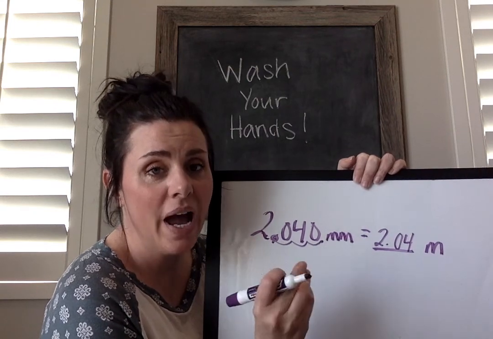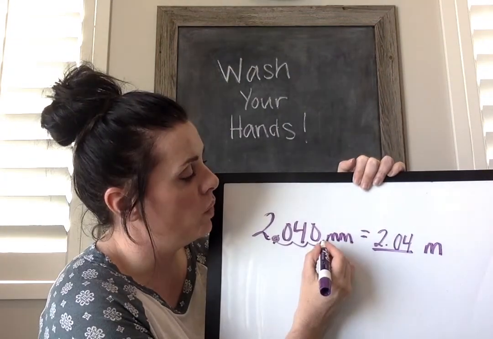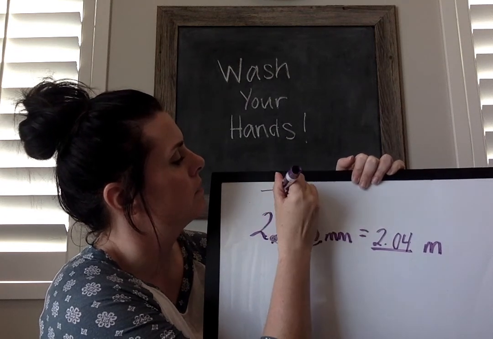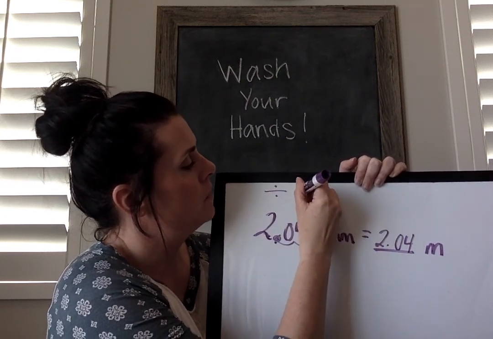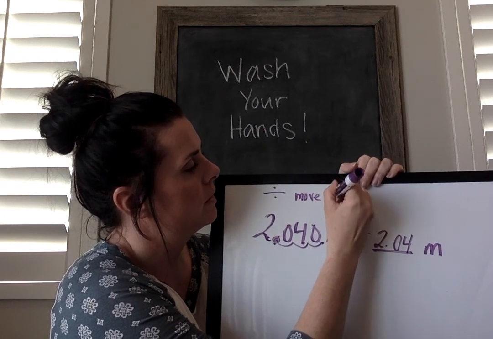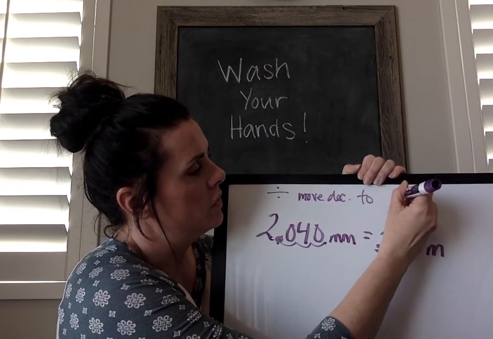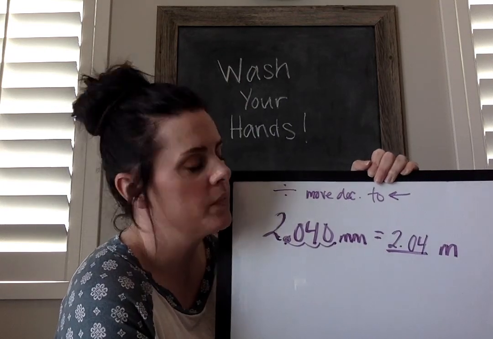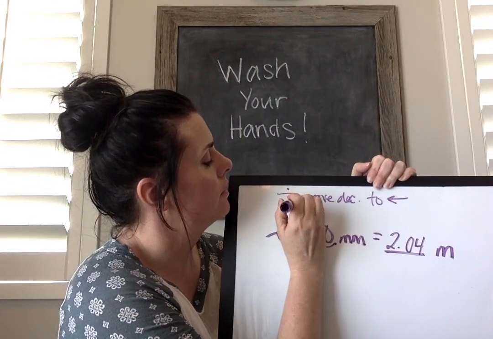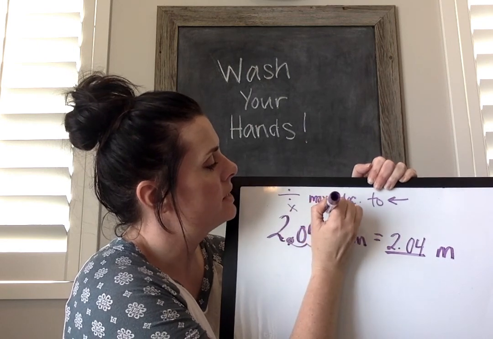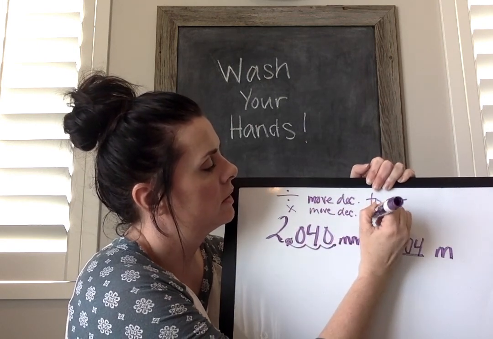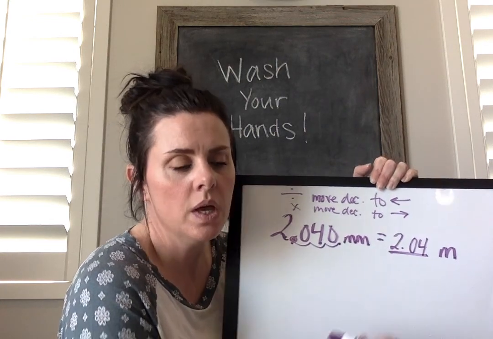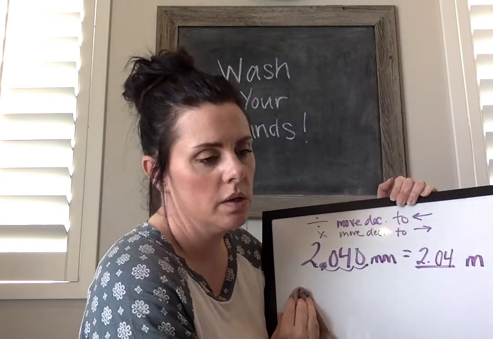Okay, so if I'm dividing, I'm going to move my decimal point to the left. Let me try that again. Dividing, move decimal to the left. Okay, if I'm multiplying, I move my decimal to the right. Okay, so let's try the next one. Let's look at number 4.